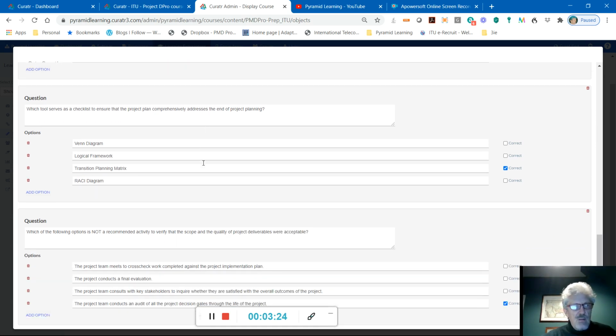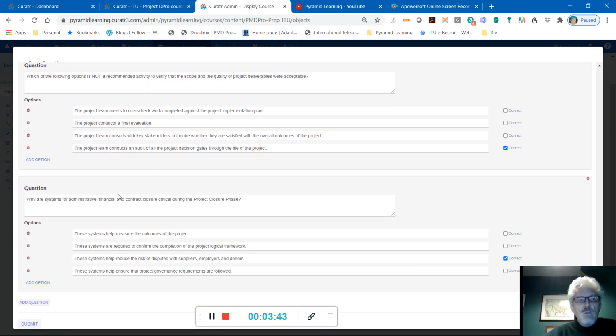Next question, which tool serves as a checklist? Again, you can probably guess this, because we know where the Venn diagram, logical framework and RACI are from, but hopefully you know that the correct answer is the transition planning matrix. Which of the following options is not a recommended activity to verify that scope and quality of deliverables was acceptable? Three of these are going to be recommended, one of them isn't. Look at D, an audit of all the project decision gates. What would that achieve? It might help us look at accountability in the project, but it's got nothing to do with verification of the quality of deliverables. So the correct answer is D, as it's not a recommended activity.